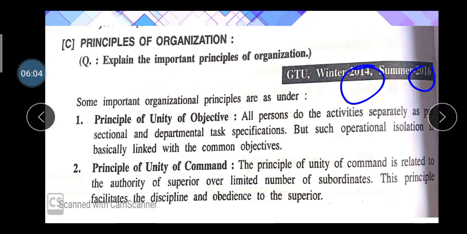Your objective is to be a unit. Unit means what? Your objective must be the same. Okay. All persons do the activities separately as per the sectional and departmental task and specification, but such operation in isolation is basically linked with the common objective.